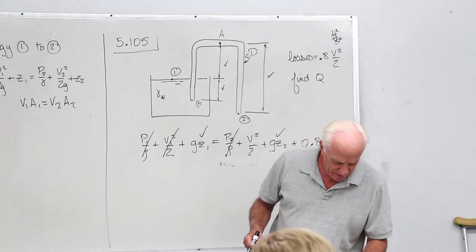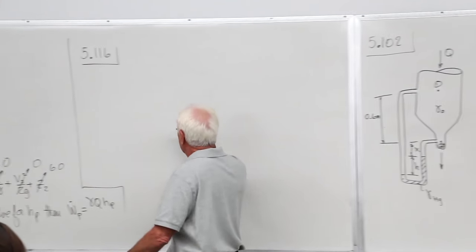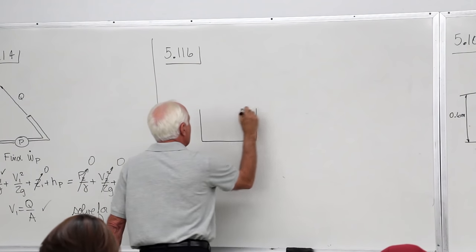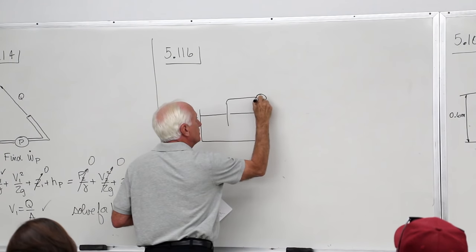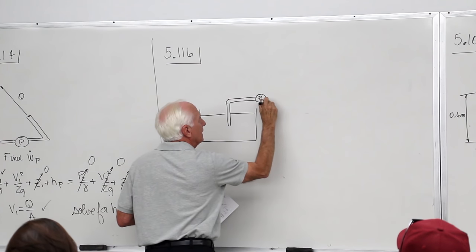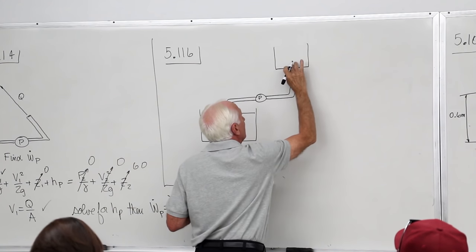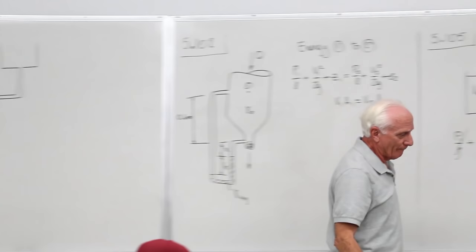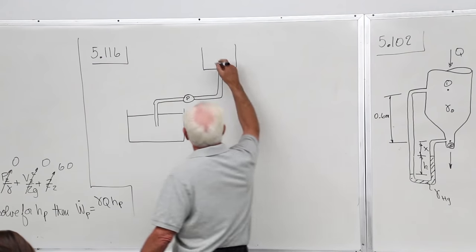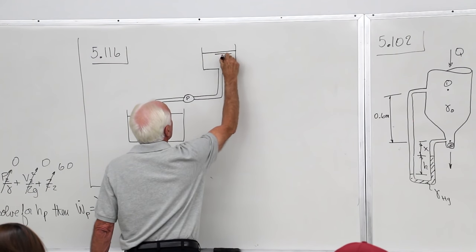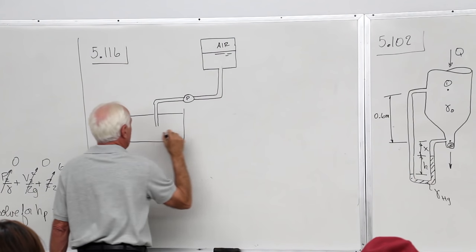Okay, 5.116. Now we've got a reservoir with a pump pumping to another reservoir on top of this reservoir. It's open to the atmosphere. We take water out of here, and it goes through a pump. Then it goes up into a second reservoir, which is capped on top. It has air up there at 2 atmospheres, so we know the pressure up there. So here is the water, and it's capped on top. This is air, and this is water.